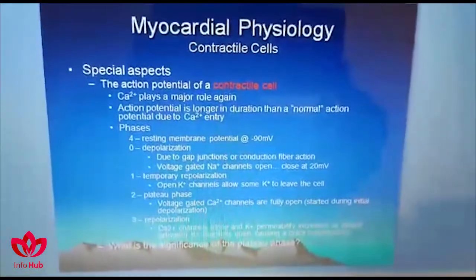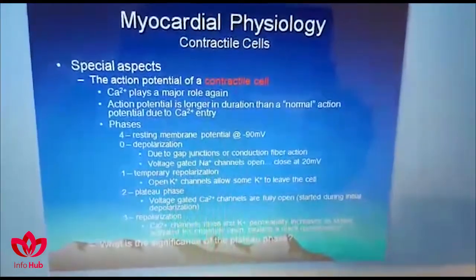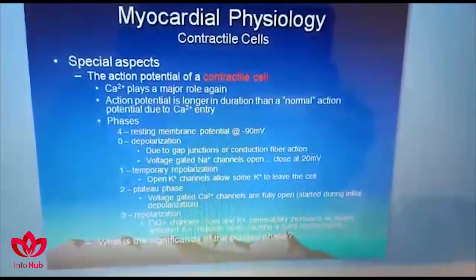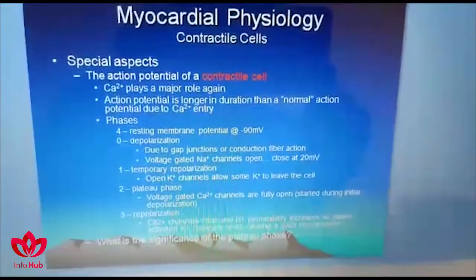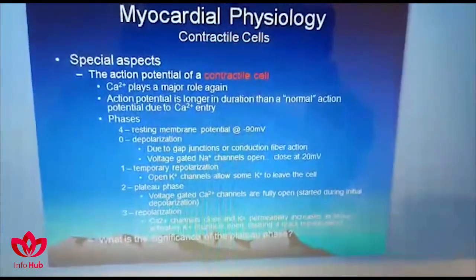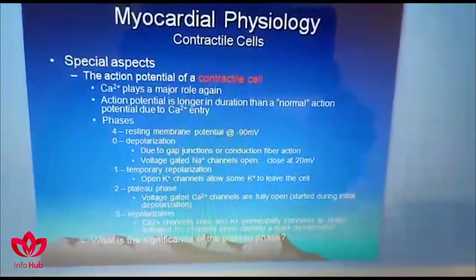Now, the contractile cells have also got some special aspects, like the action potential of a contractile cell is different from that of normal cardiac muscles. Here, calcium plays a major role. The action potential is longer in duration than a normal action potential due to this calcium entry. And there are similarly 4 phases of action potential.